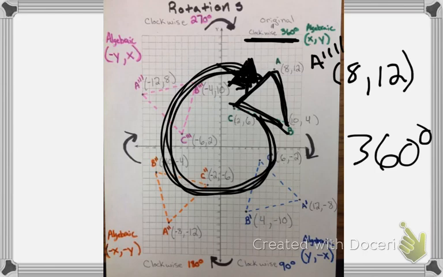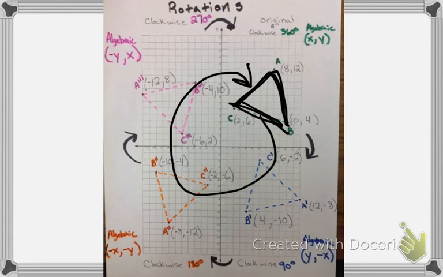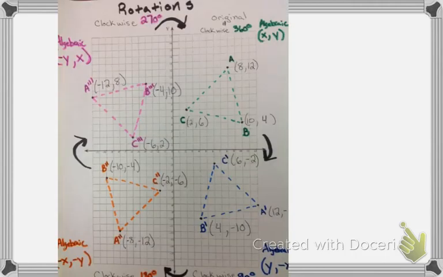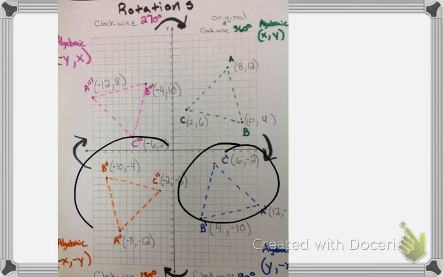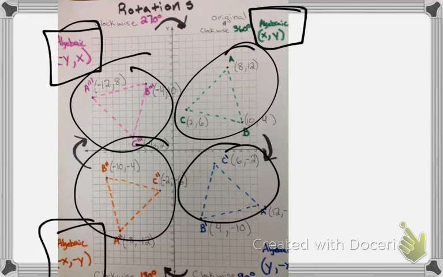Okay? Make sure you have everything that is drawn or written on this sheet of paper. Make sure you have some nice color going on. Make sure you have all the points labeled. Make sure you have the algebraic representation written down. Okay? Because the algebraic representation is the most important. Okay? Clockwise 270, original, clockwise 360, clockwise 90, clockwise 180.